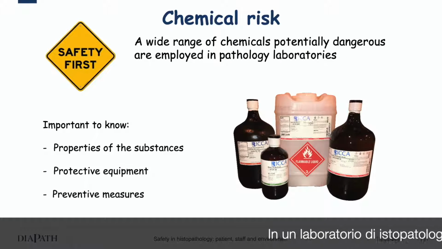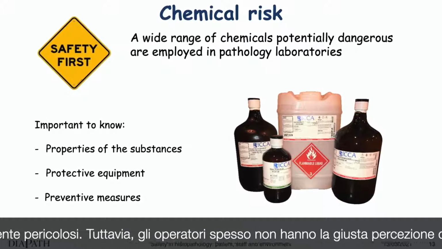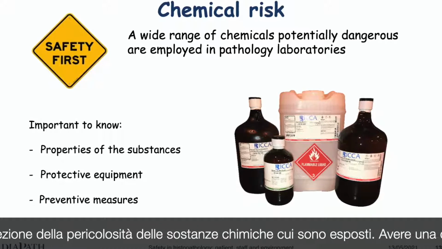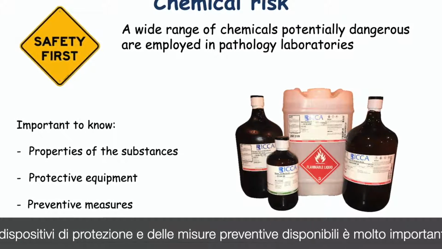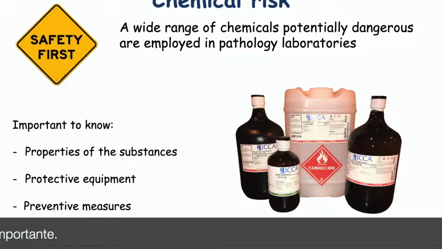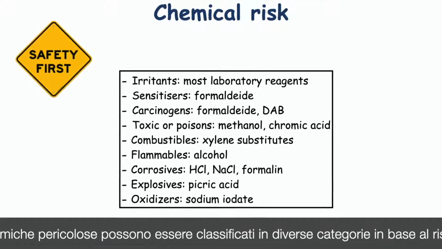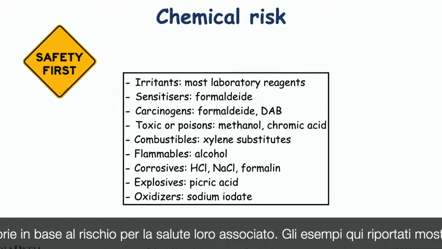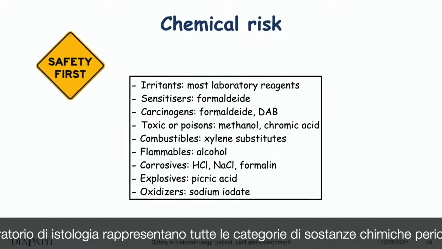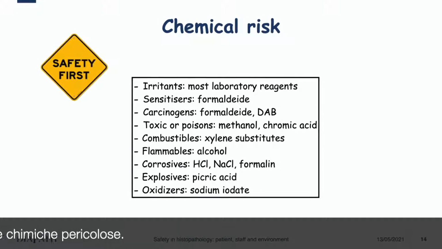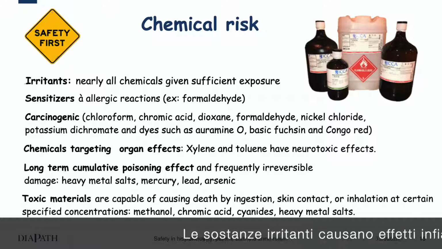A wide range of potentially dangerous chemicals are employed in a histopathology laboratory. However, employees often do not perceive being exposed to hazardous chemicals. Having an adequate knowledge of the properties of these substances, and of the protective equipment and preventive measures available, is very important. Chemical hazards can be classified into different categories based on their associated health hazards. The examples given here show that the variety of reagents used in a histology laboratory represent all sorts of hazardous chemicals.